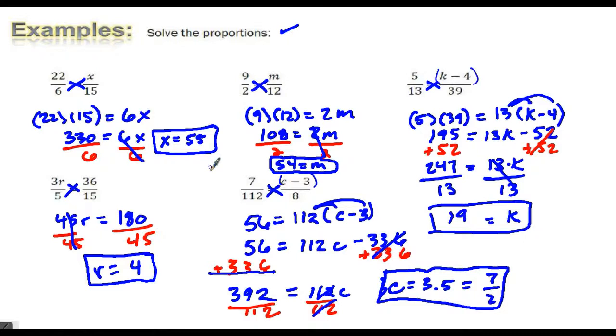Okay, so here are some examples of these proportions. Remember that if you have something like k minus 4 or c minus 3, you want to be aware that you want to put parentheses around that so you can distribute the number that you're multiplying across.